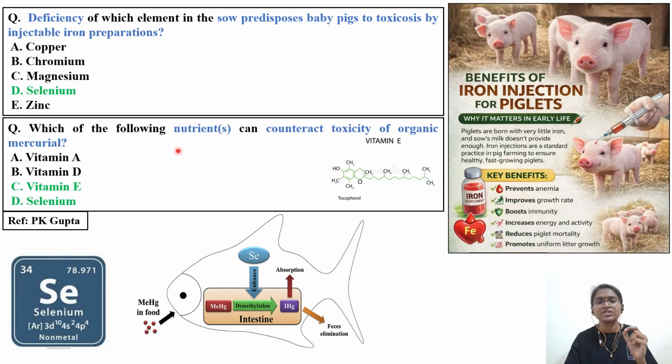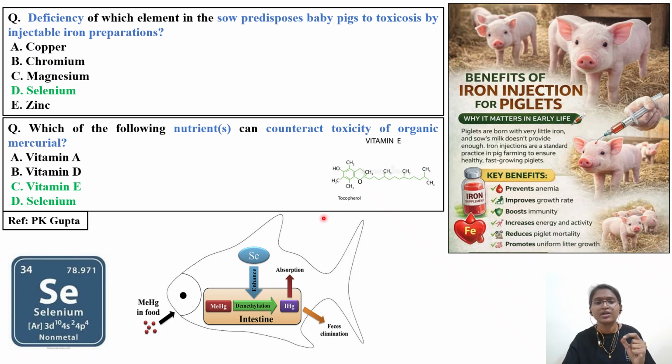Okay, next, which of the following nutrients can counteract toxicity of organic mercurial? Right answer is vitamin E and selenium. In the first slide itself we have seen, whenever there is a deficiency of vitamin E or selenium, plus in certain cases both, then you will be getting this particular type of white muscle disease.